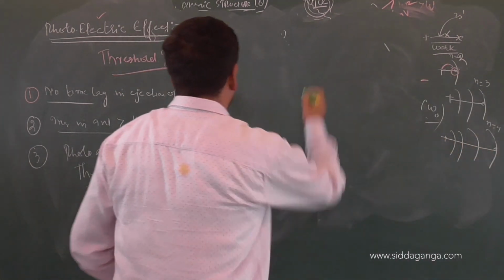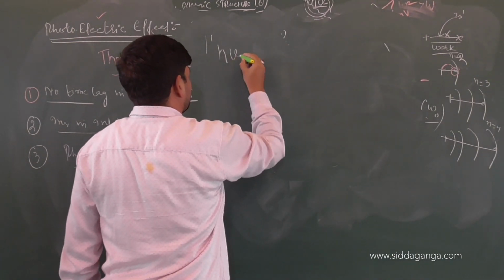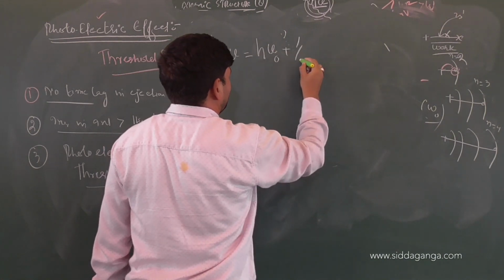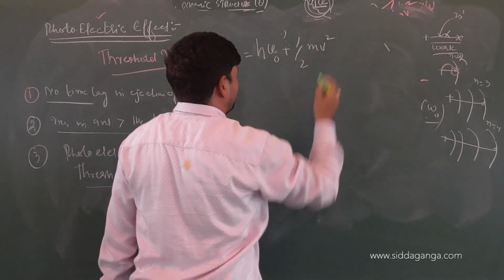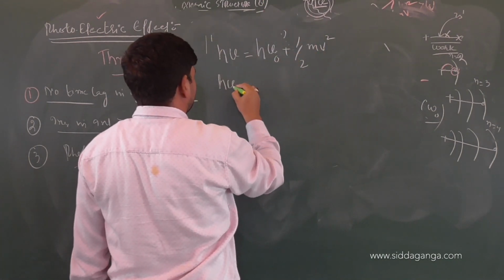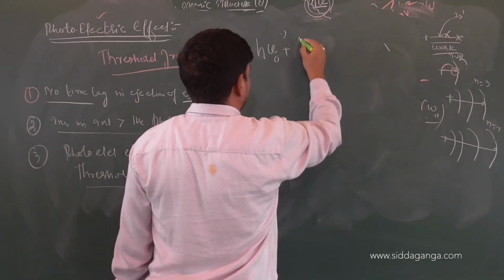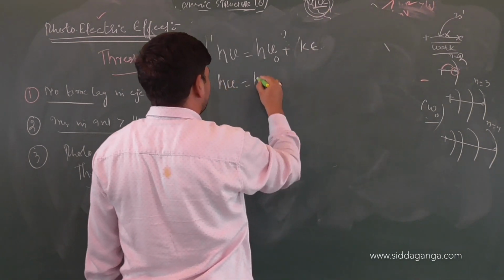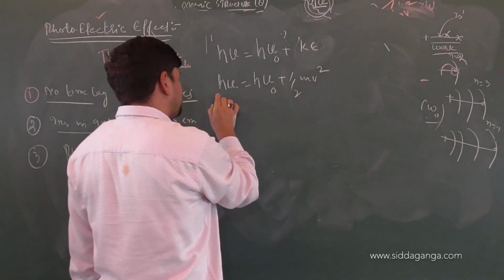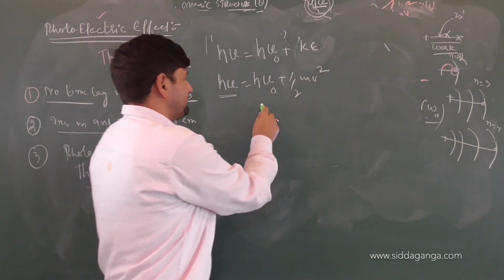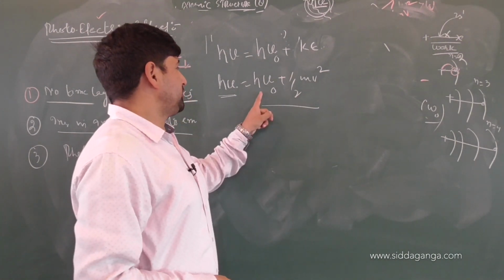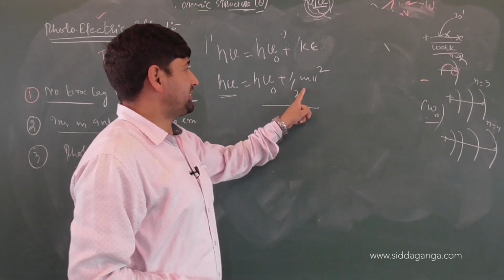So we'll write down h nu equals to what? h nu naught plus half of mv square. Or we can write, in simple terms, h nu equals h nu naught plus kinetic energy, instead of half of mv square. So the photon energy you have given follows the law of conservation of energy. How much energy you have given, some of it has been used to do some work and some of it has been converted to what?